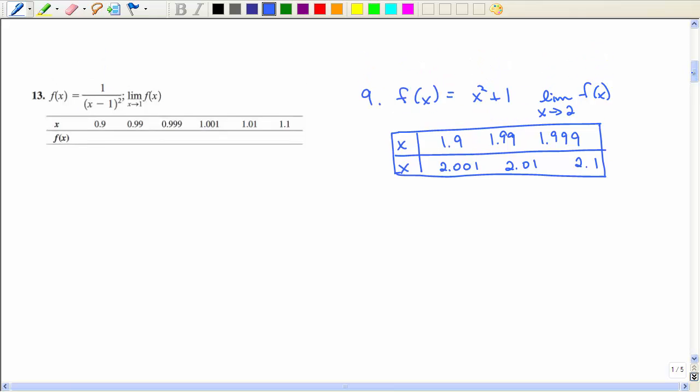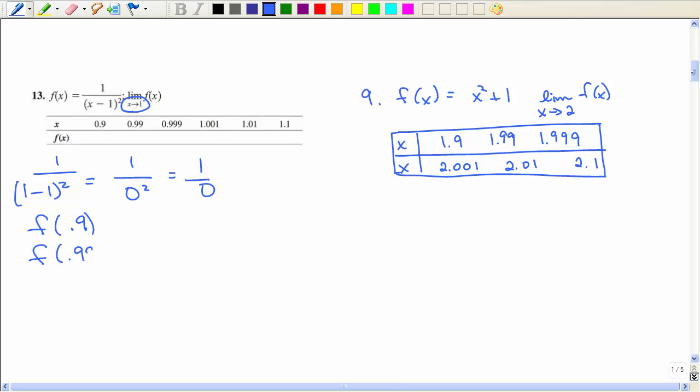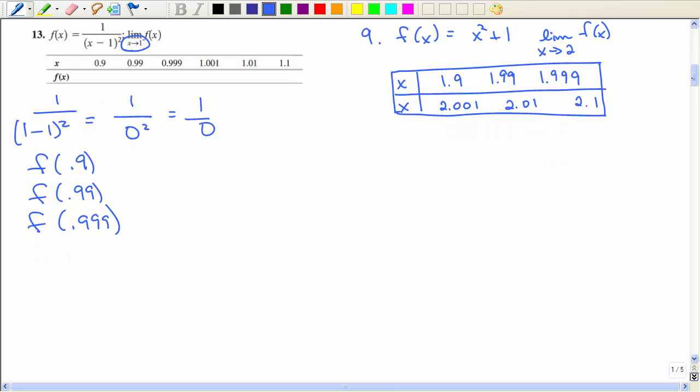Alright, so let's look at these two problems. Building a table of values. First of all, if I were to just plug in 1 into the function, you would get 1 over 0, which is undefined. But if I go to my calculator and let x be all these values that are really, really close to 1, what would I get?